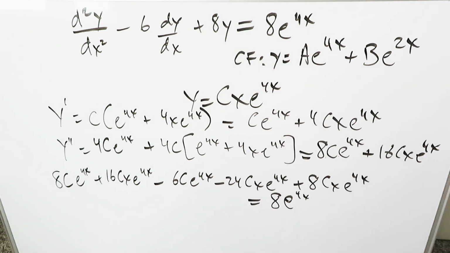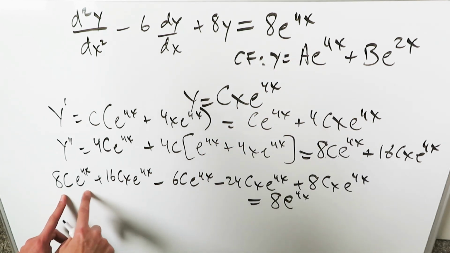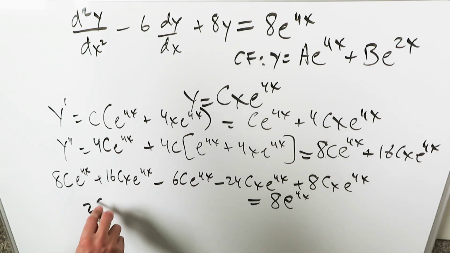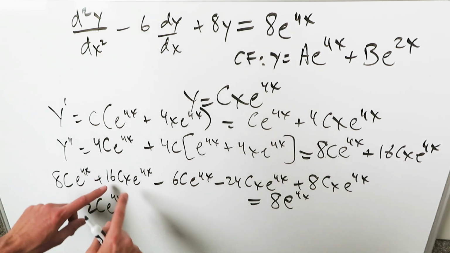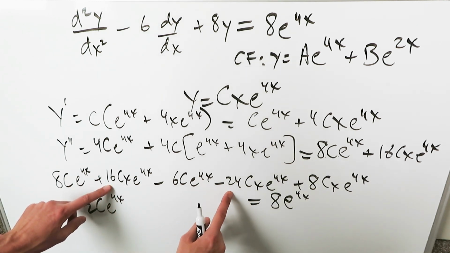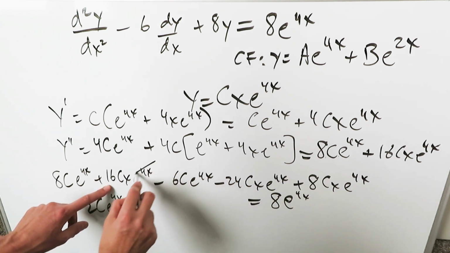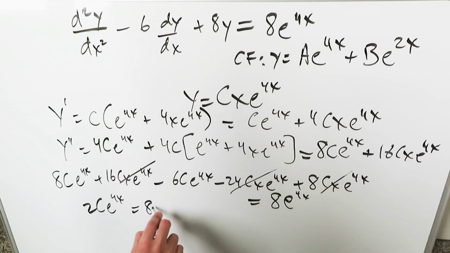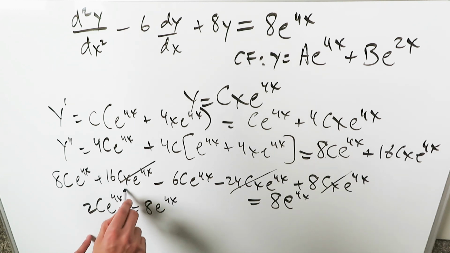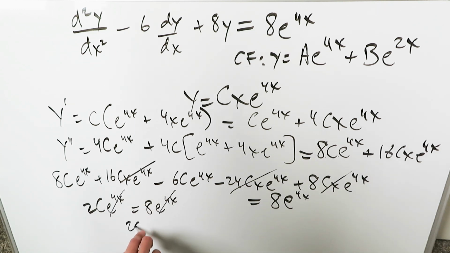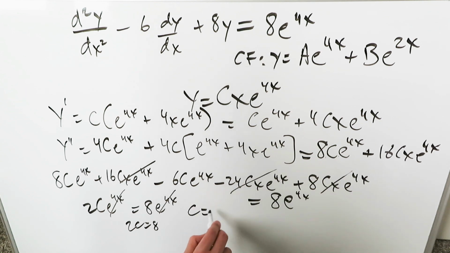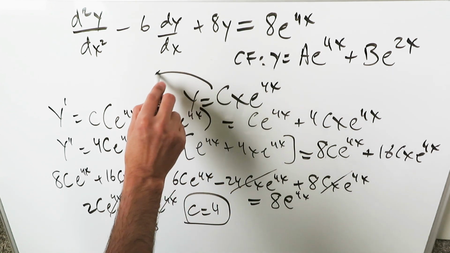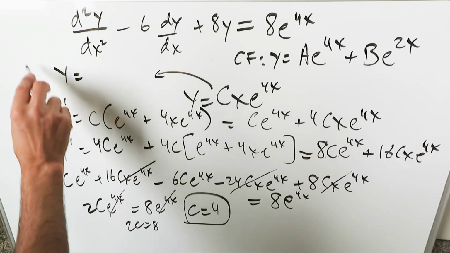Now you'll notice we can solve it. Look right here. I have an 8c minus 6c, which is a 2c e to the power of 4x. I have a 16cx minus 24cx plus 8cx. They cancel out entirely, but that's fine. We can still solve this out. It is equal to 8 e to the power of 4x. Cancel out the exponential terms. I have a 2c is equal to 8 and c is equal to 8 divided by 2, which is a 4. So when you look right over here, now I know my particular integral, which is right here.